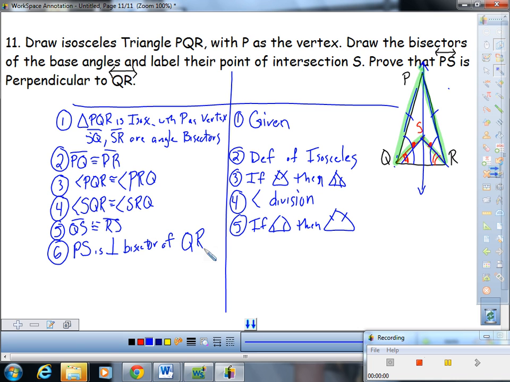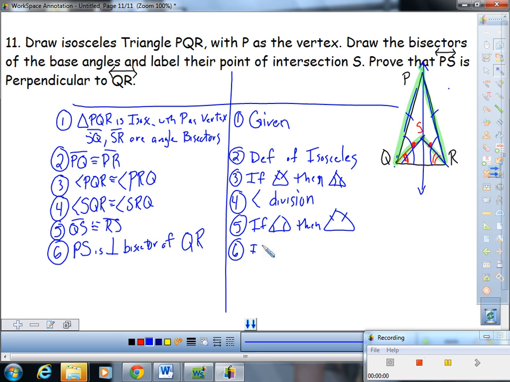And you might wonder, do I have to say now that PS is perpendicular to QR in addition to that? Not in my class. You've actually given me more information than was asked. You said not only is it perpendicular, but it's also a bisector. Now here's how we're going to try to shorten this.